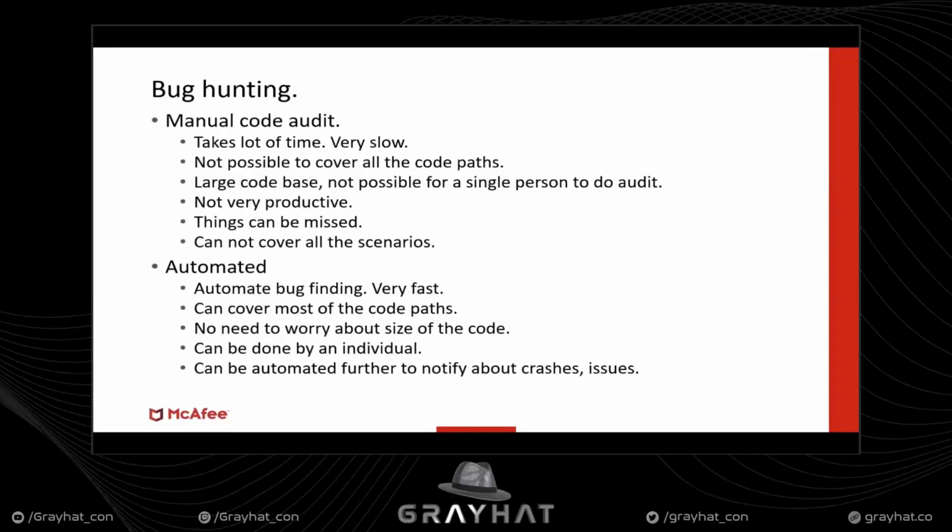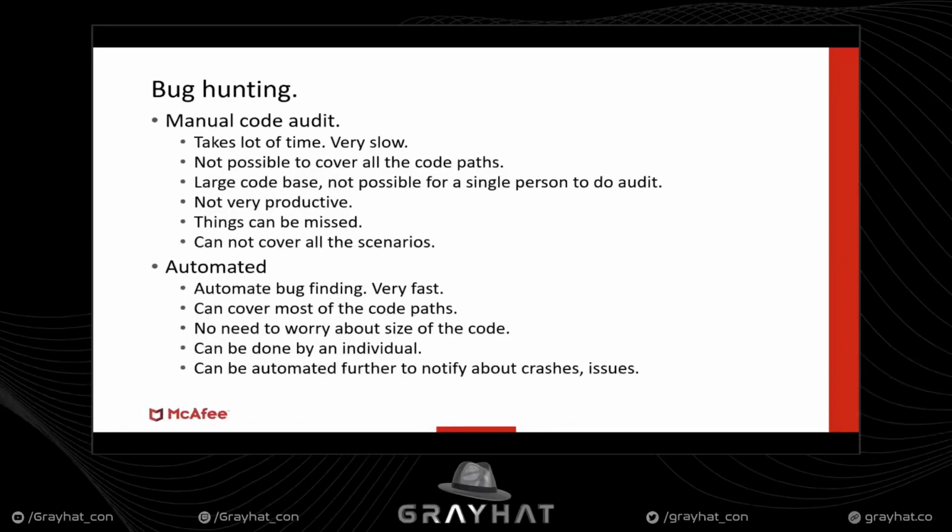As we have seen last time, manual code audit takes a lot of time and is very slow. Also, it is not possible to cover all the code parts. If the code base is very large, containing thousands or millions of lines of code, then it is not possible for a single person to do all the audit. It is also not very productive because someone has to go through all the code manually and try to figure out what kind of vulnerabilities are there. So it may be possible that various things can be missed during the review.